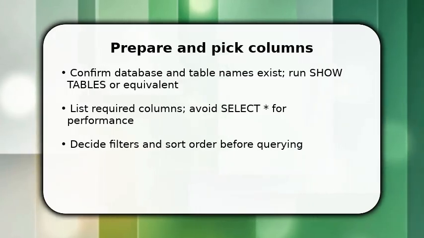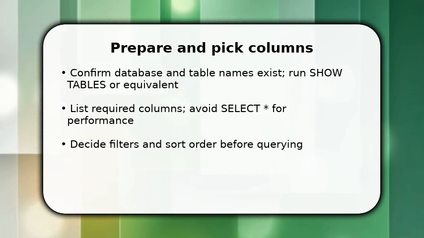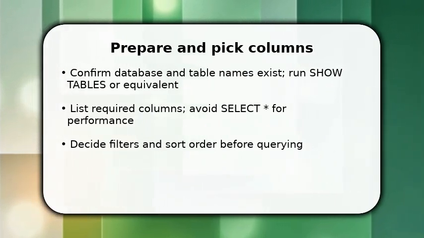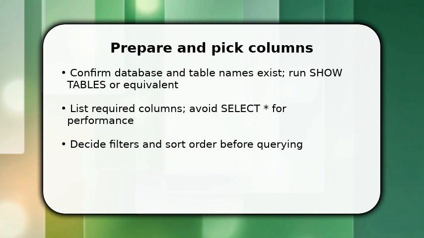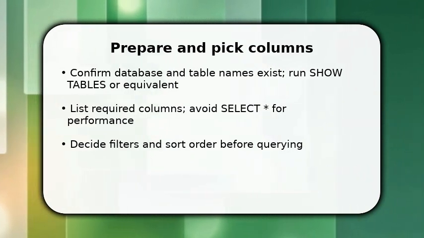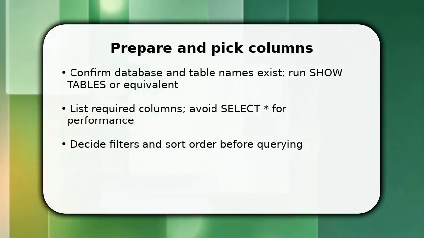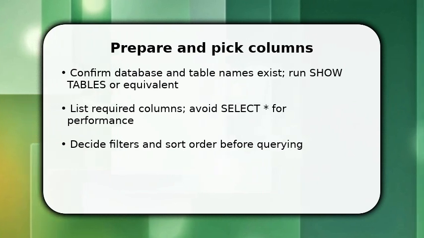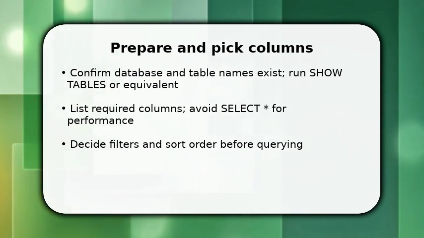You start by choosing the exact columns you need and confirming the table exists. Run a quick check of available tables and column names. Then write a select with the specific columns rather than select asterisk to reduce data transfer and speed execution.